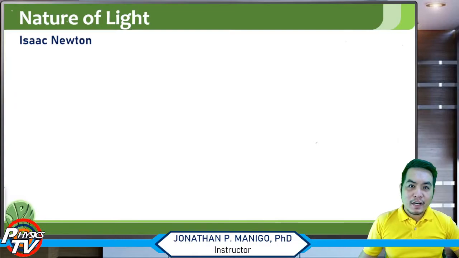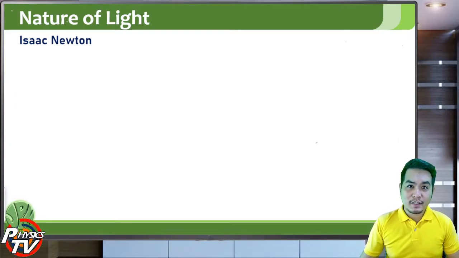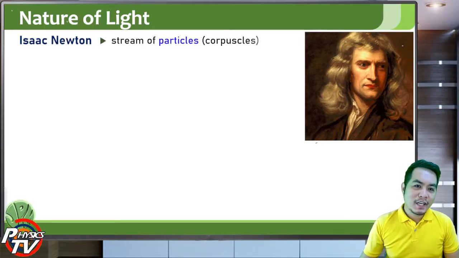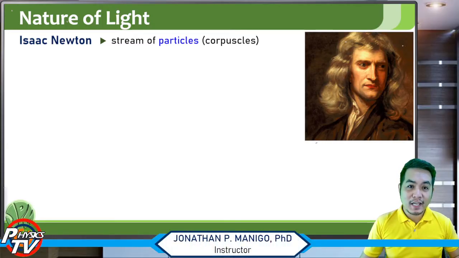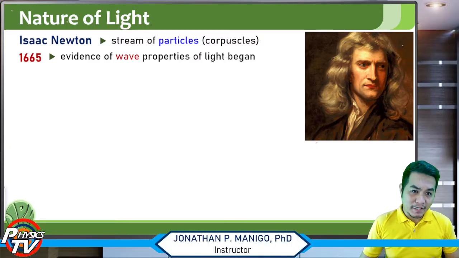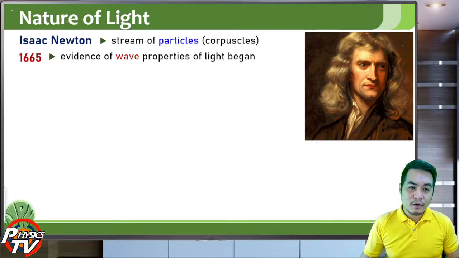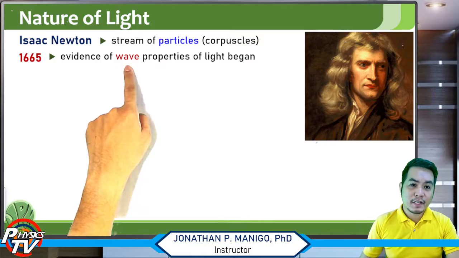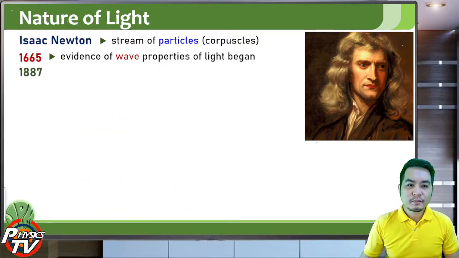So let's first discuss how the concept of light was created. Isaac Newton theorized that light is a stream of particles, and he actually termed those particles corpuscles. Now, in 1665, evidence due to experiments done by scientists, evidence of wave properties of light began. So Isaac Newton theorized that it's a particle, but in 1665, evidence emerged that light is also a wave.